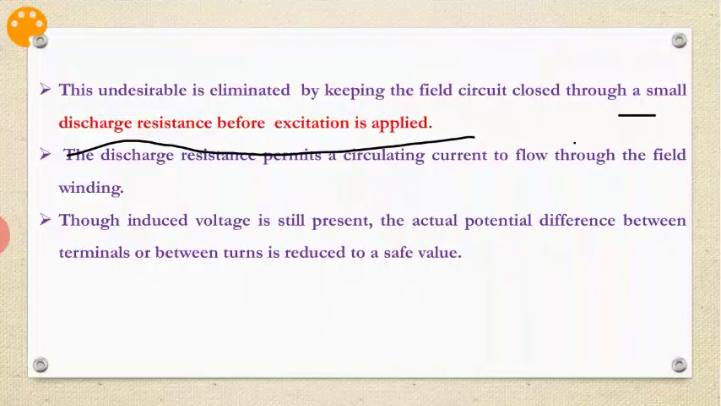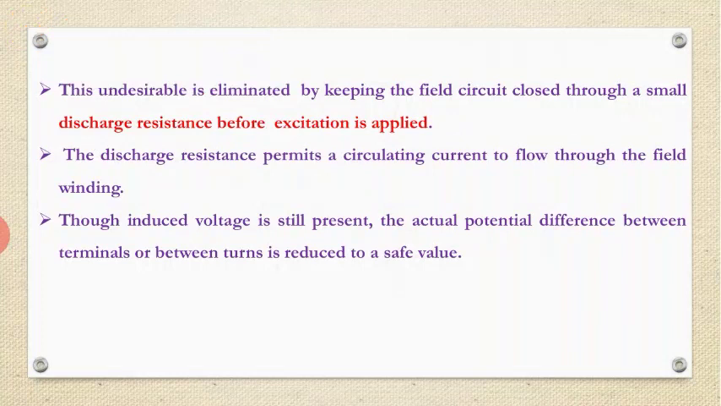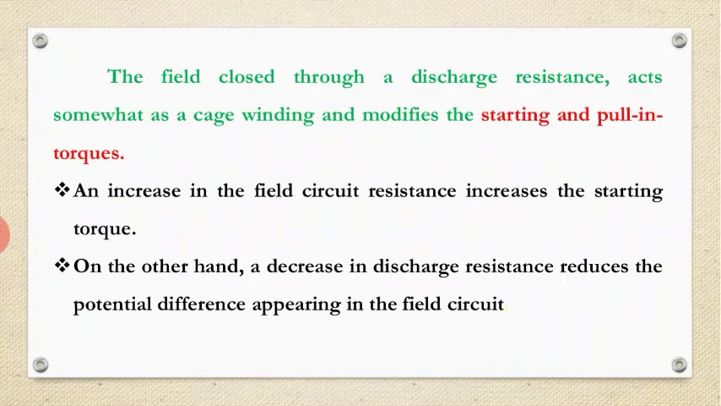The discharge resistance permits a circulating current to flow through the field winding. Though induced voltage is still present, the actual potential difference between the terminals or between turns is reduced to a safe value. So this we need to do.